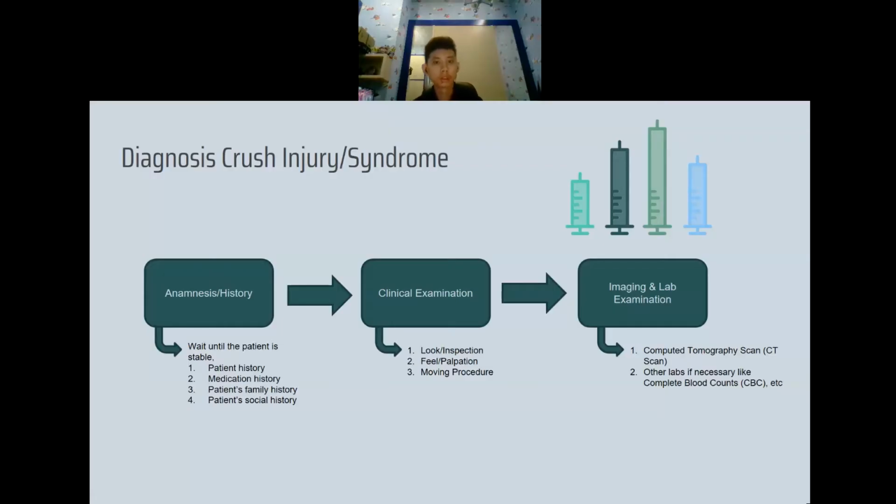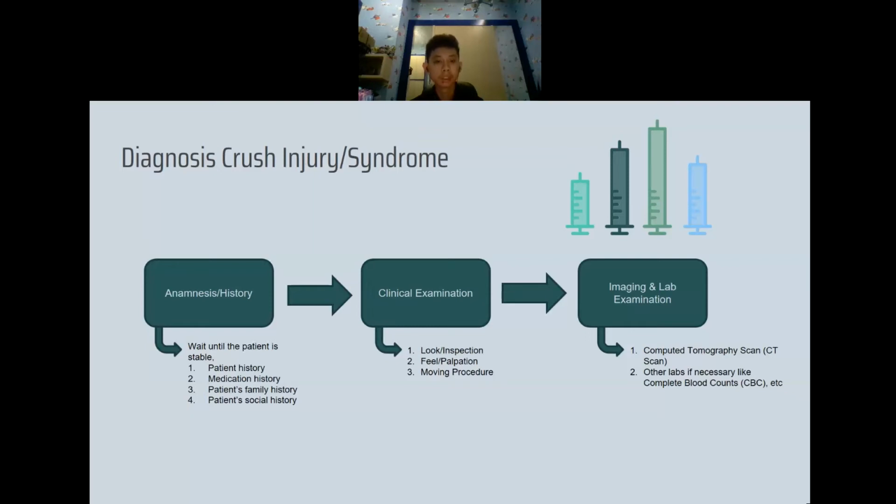Diagnosis of crush injury or syndrome. The diagnosis of crush injury or syndrome takes place in several stages. However, before diagnosing crush injury or syndrome, early management should be done to the patient. After the patient is stable, anamnesis can be taken. This can be seen by looking at patient history, patient medication history, patient family history, and patient social history. After anamnesis, physical examination can be performed.